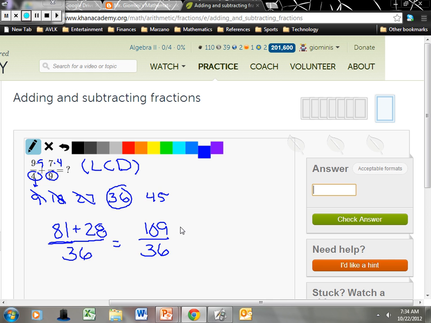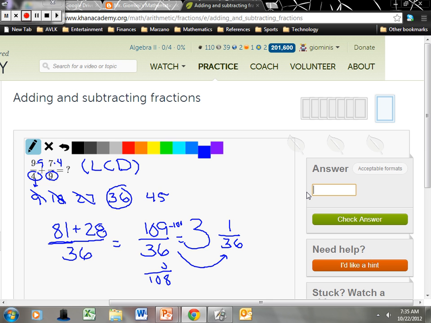Now, I can simplify this. I'm going to convert it into a mixed number. I believe, let's see here, if this is doubled, it would give me 72. If I triple this, times 3, that gives me 108. So 36 goes into 109 3 times. The denominator travels with us. 36 times 3 was 108. I subtract, that gives me 1.